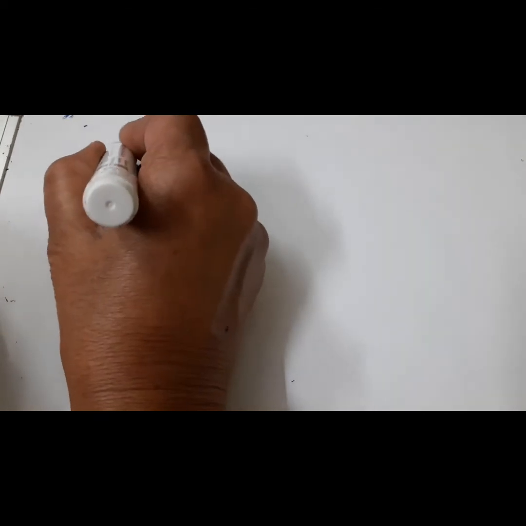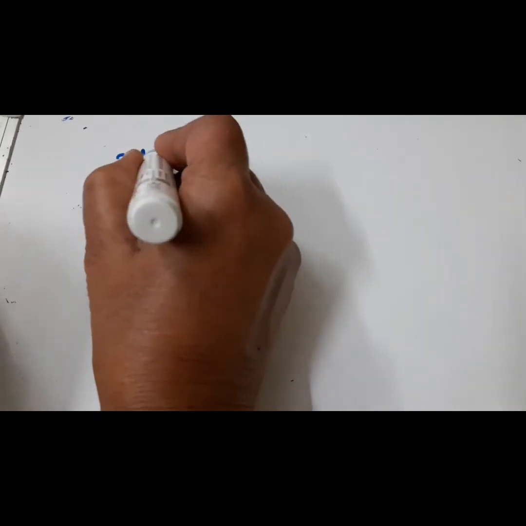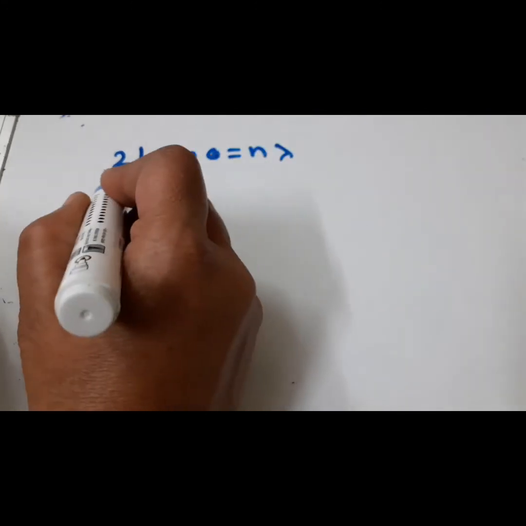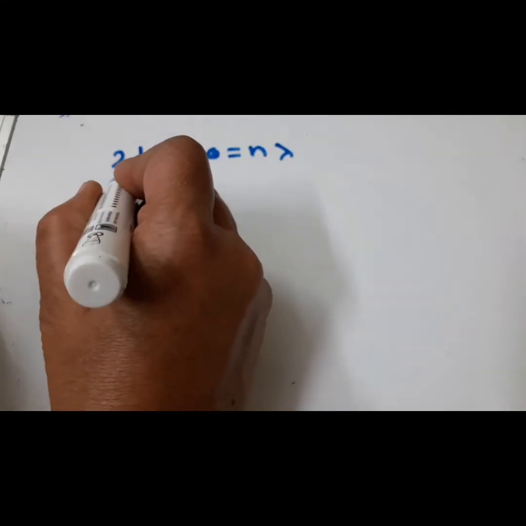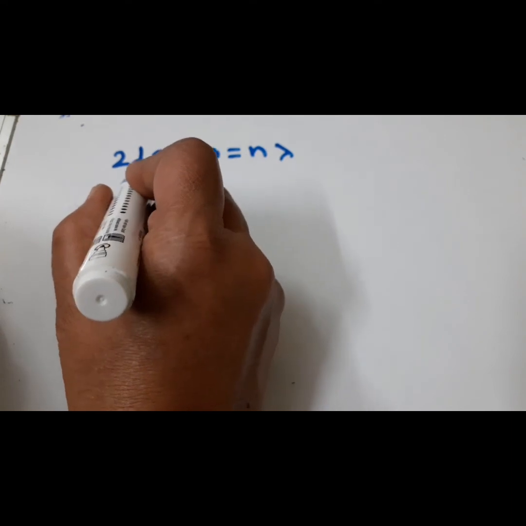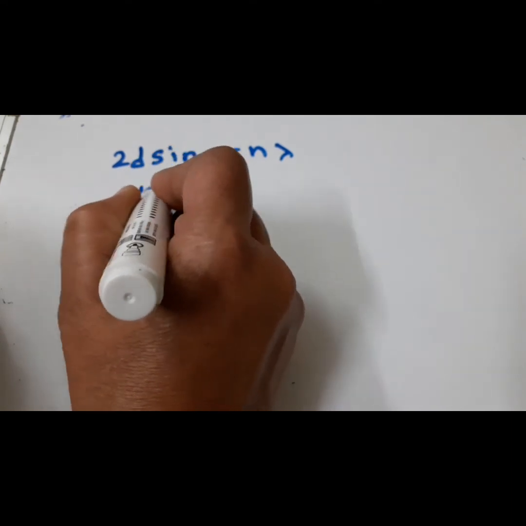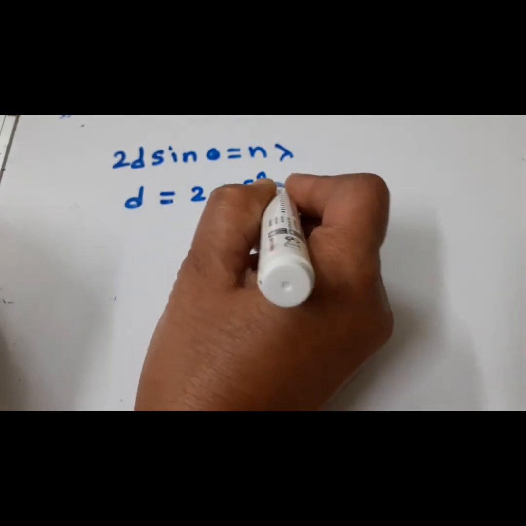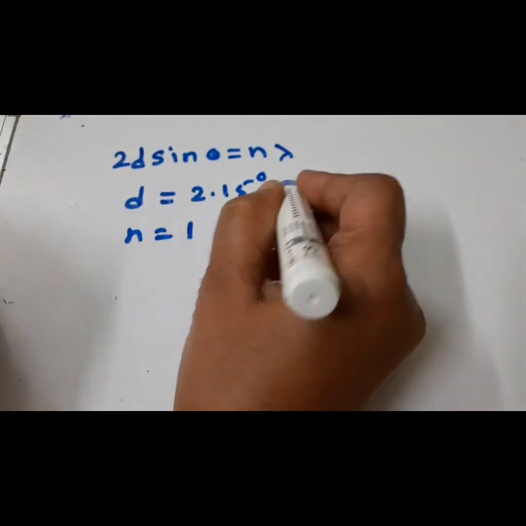Similarly, for reflecting grating, suppose theta is equal to 50 degree. Then we have to calculate using the basic formula 2d sine theta is equal to n lambda. Here we have to use the nickel crystal. In nickel crystal, d is equal to 2.15 angstrom unit and n is equal to 1.